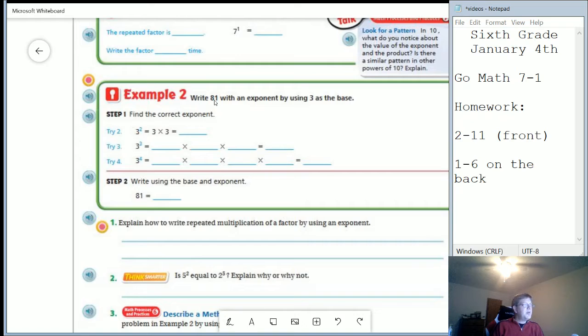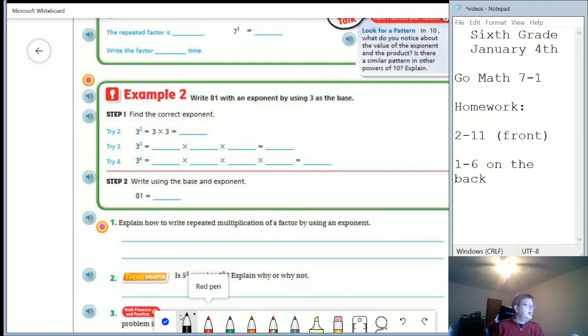We will have some problems where they give us a number and then they give us the base. We already did this before, but we did 3 to the second power. So 3 times 3 would give us 9. 3 to the third power would give us 3 times 3 times 3, which would be the same thing as 9 times 3, which would give us 27. And then we would keep going.